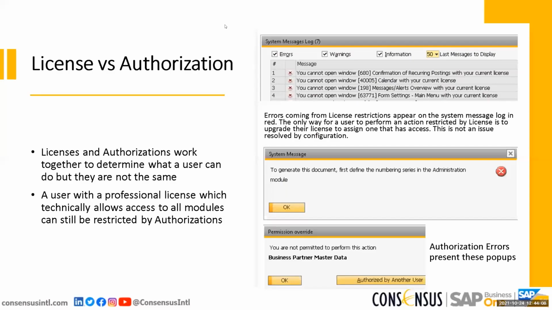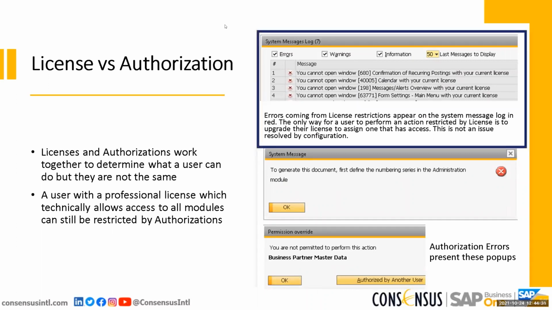The license and authorizations work together to determine what a user can do, but they're not the same thing. Technically, a user with a professional license, which is allowed to access all of the modules by the license, can still be restricted by authorizations set on the user if they are not a super user. Remember that a super user overrides all authorizations set on them.